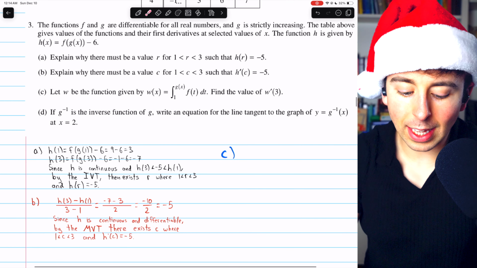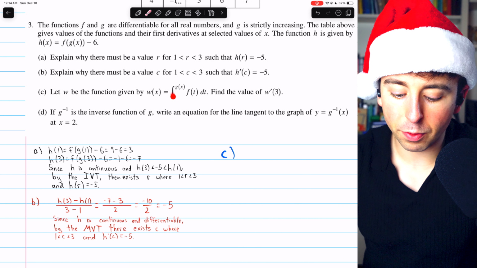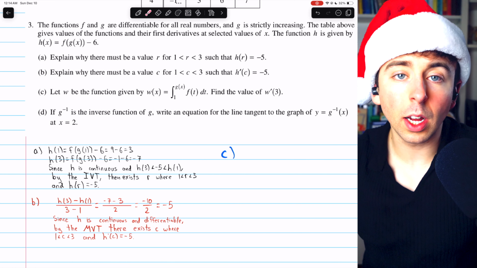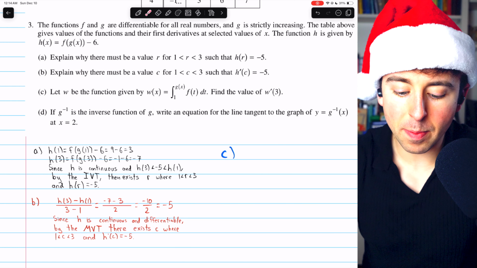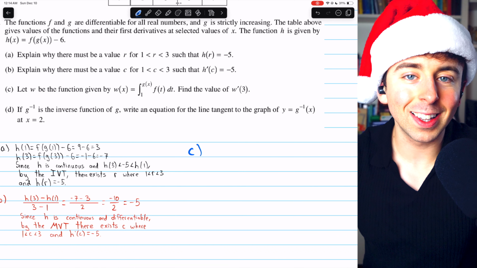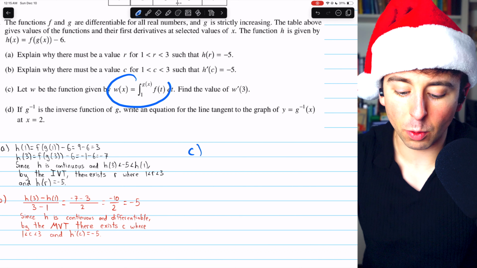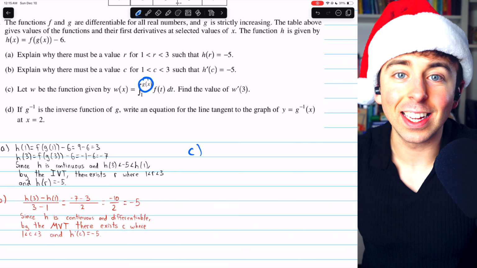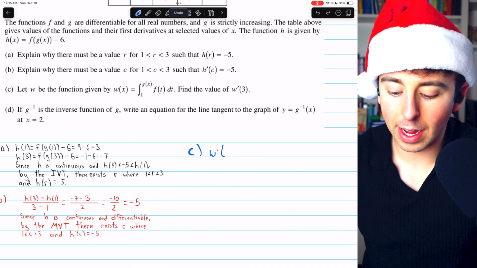Part C says let w be the function given by w of x equals the integral from 1 to g of x of f of t dt. And we want to find the value of w prime of 3. So this might look kind of intimidating, but all we actually have to do here is use the fundamental theorem of calculus and the chain rule. Those things together tell us how to take the derivative of an integral function like this, which has a function in the bounds. So let's take the derivative and then we'll plug 3 into the derivative to find w prime of 3.